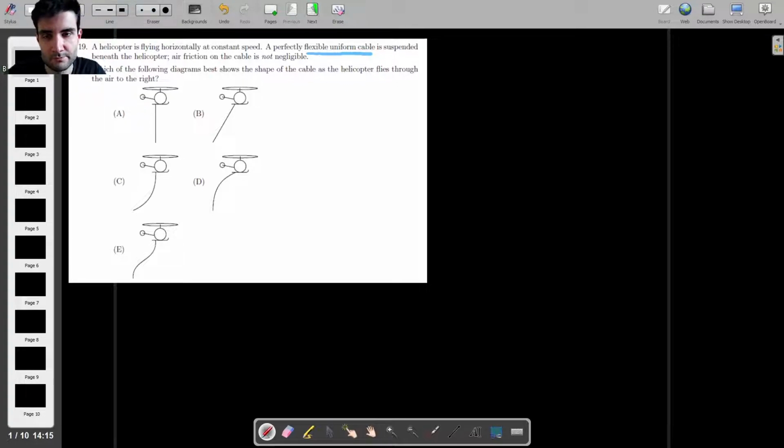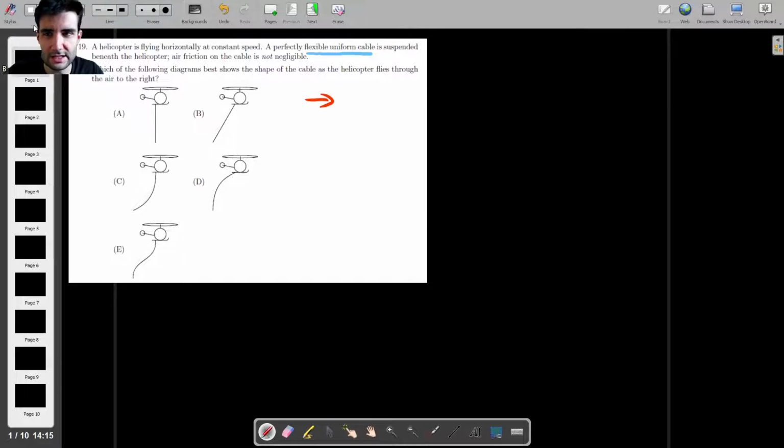And this is a multiple choice question where we just have to pick what is the shape of the cable as the helicopter is flying horizontally with a constant speed, okay? With a constant velocity, actually. So let's try to draw a free body diagram of the cable first, okay?